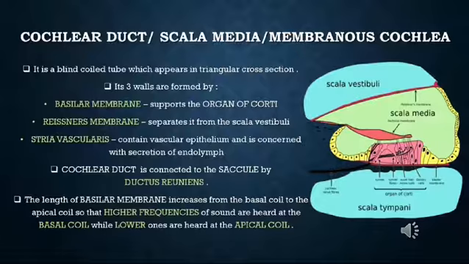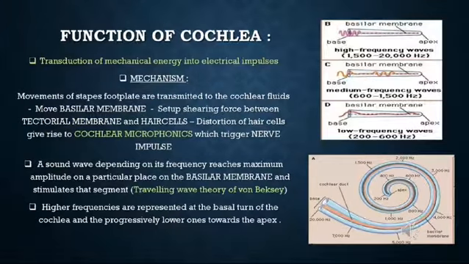The length of the basilar membrane increases from the basal coil to the apical coil, so that higher frequencies of sound are heard at the basal coil while lower ones are heard at the apical coil. Function of the cochlea is the transduction of mechanical energy into electrical impulses.